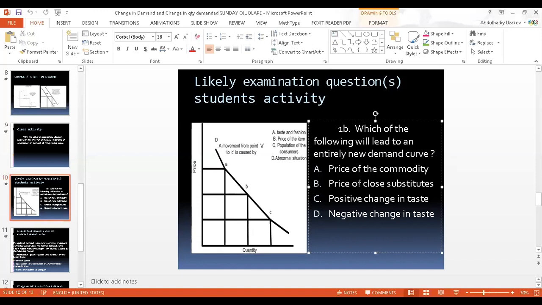Now, which of the following will lead to an entirely new demand curve? Please, I want to see your answers now. Which of the following will lead to an entirely new demand curve? Please, I want to see your answers now.